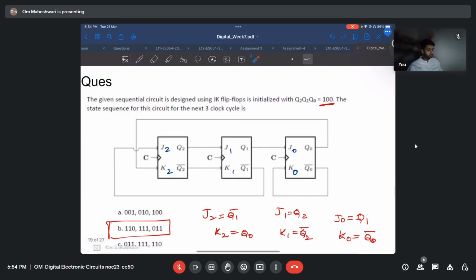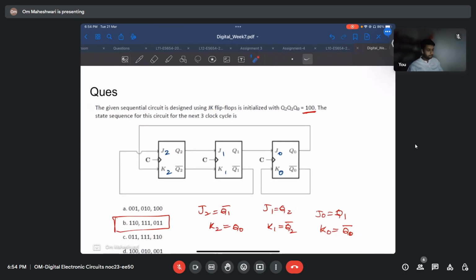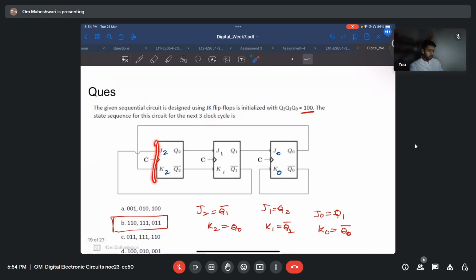So here we have been given this circuit, and they are asking what will be the Q2, Q1, Q0 after 3 clock cycles from the initial state. For that, first we know these connections. We have these three flip-flops. We find J2, K2, J1, K1, and J0, K0.